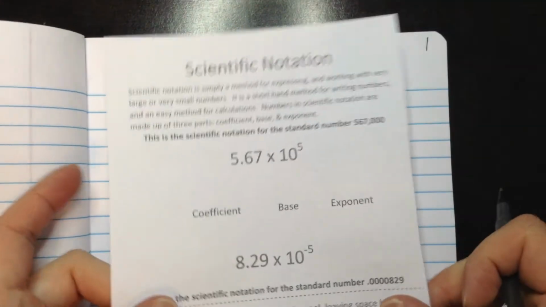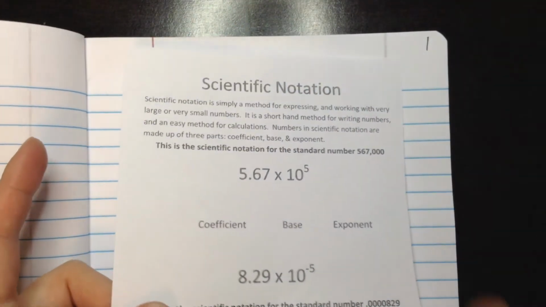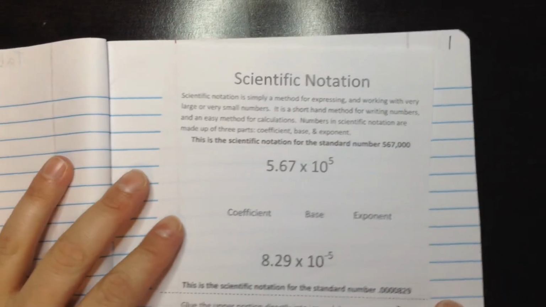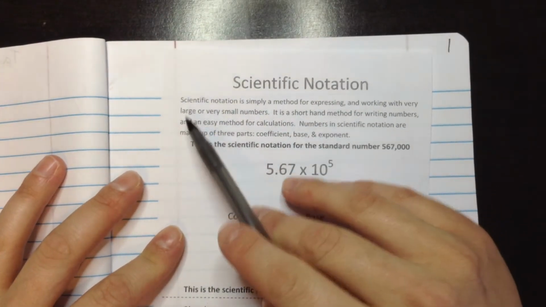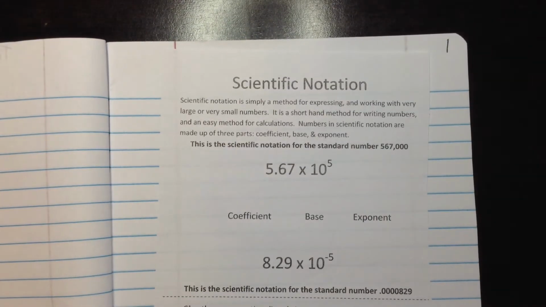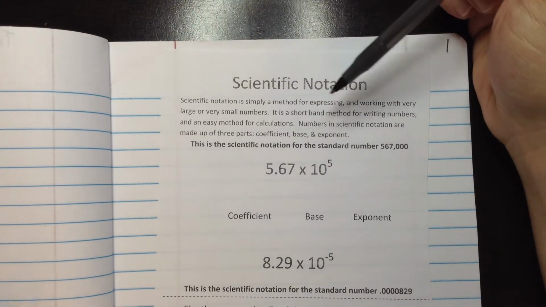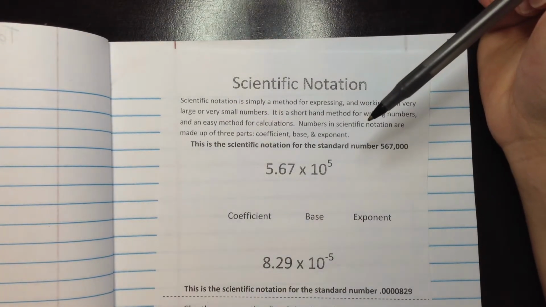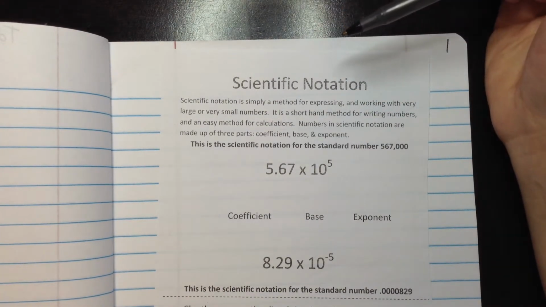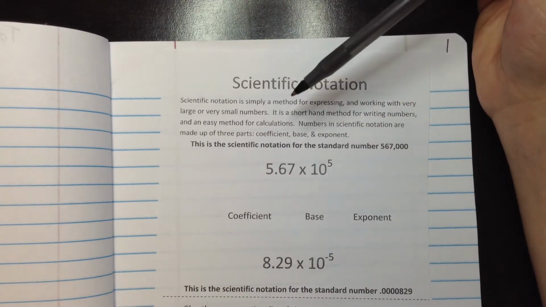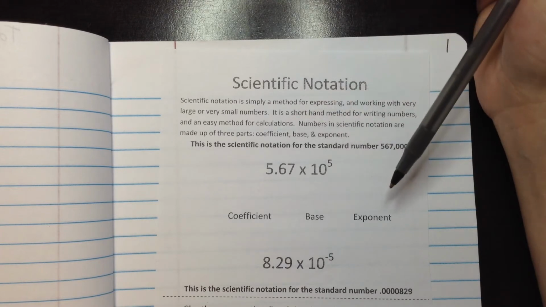With this one you don't have to write in the title because it's going to be provided for you. We will glue this in later, not yet. We're going to write on it first and then we'll glue it in. So, scientific notation. What is it? Well, it should be something you're familiar with. Scientific notation is simply a method for expressing and working with very large or very small numbers. It's a shorthand method for writing numbers and an easy method for calculations. It makes working with big numbers and little numbers easier.